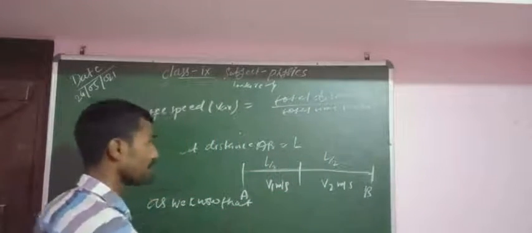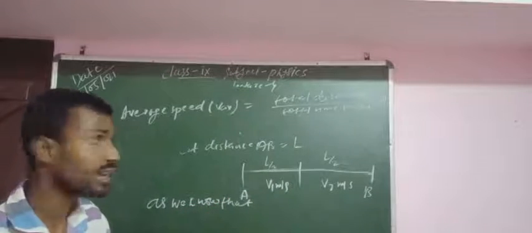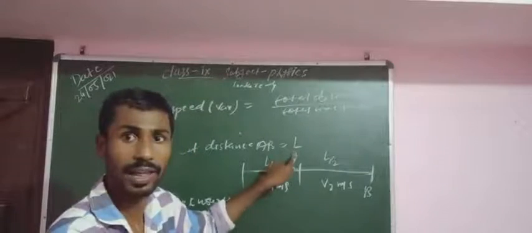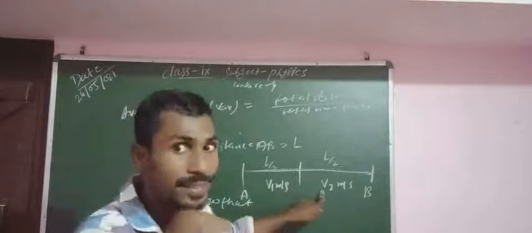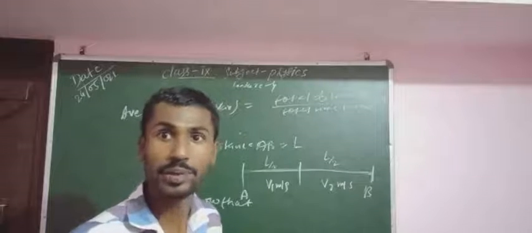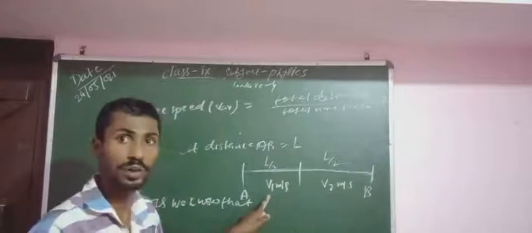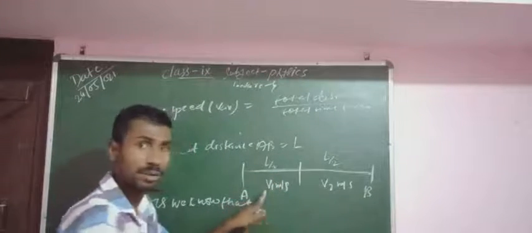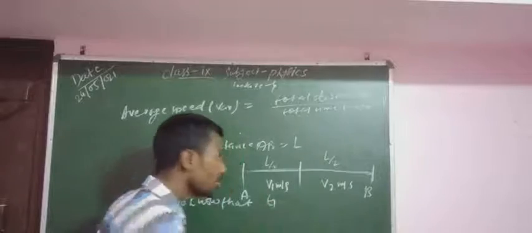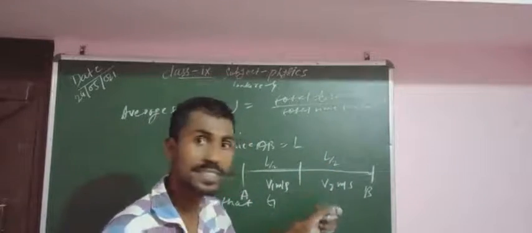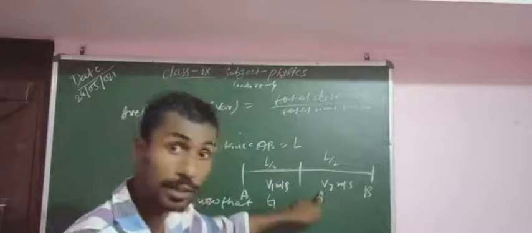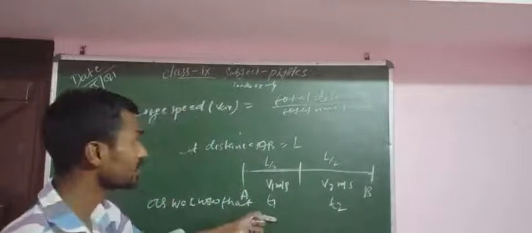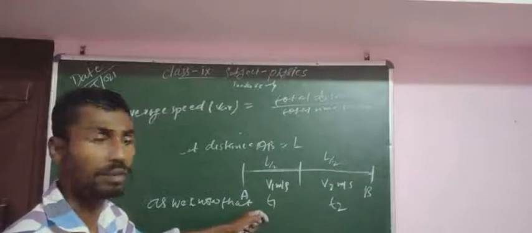Now come to the figure. In that case, we have distance L. That means L by 2 plus L by 2 is total distance equal to L. Speed is V1 and speed is V2. But in that case, we don't have time. Suppose that this distance is covered by the body with a velocity of v1 in time t1, and half of the distance is covered by the body with speed of v2 in time t2.